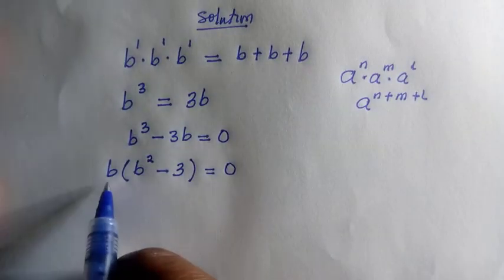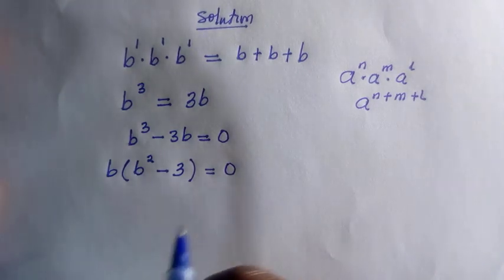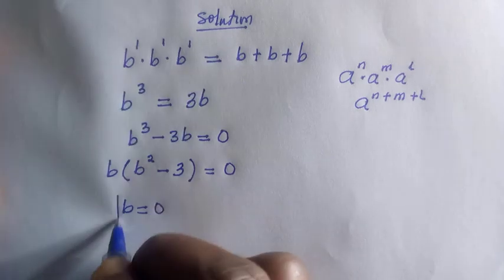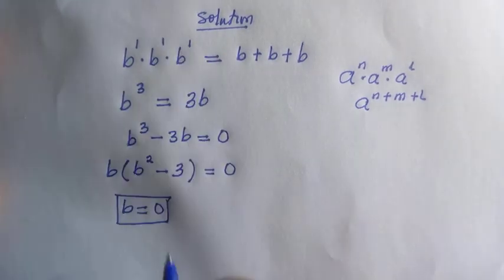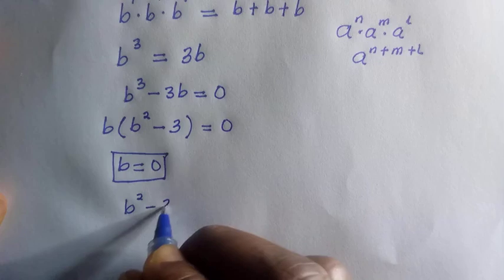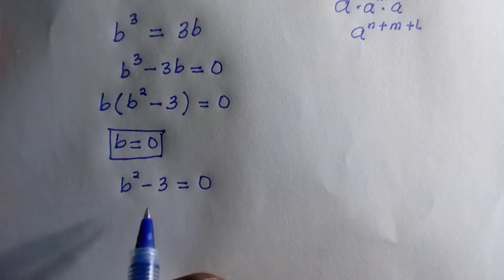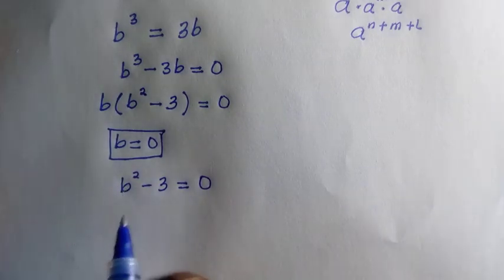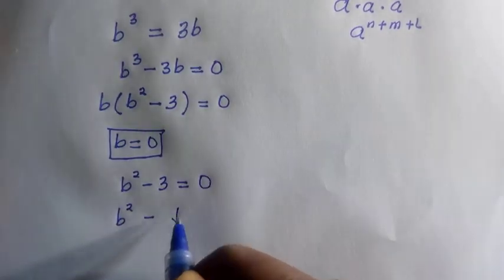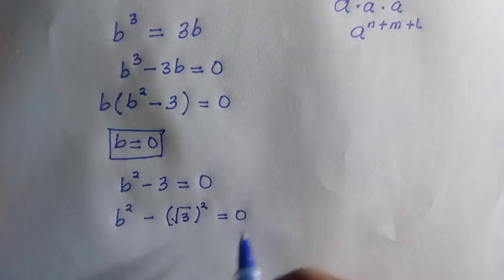And next we have b equals 0, and we have b squared minus 3 equals 0. So by letting that one, we have b equals 0, which is the first solution. And also we have b to the power of 2 minus 3 equals 0. To get the value of b here, since it's a quadratic equation, we write this as b to the power of 2 minus the square root of 3 to the power of 2 equals 0.